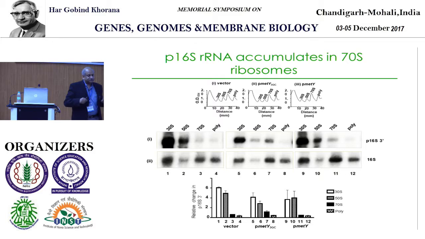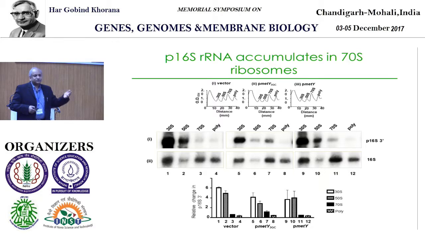Then the question, of course, was whether it is at the 30S level or at the 70S level. Again, he did an experiment where he fractionated the ribosomes or polysomes on sucrose density. We can isolate the peaks 30S, 50S, 70S and polysome, and find out which of these populations accumulates more of the precursor 16S. And he found that in this particular strain, where we are overproducing the 3GC mutant tRNA, we accumulate more into the 70S.